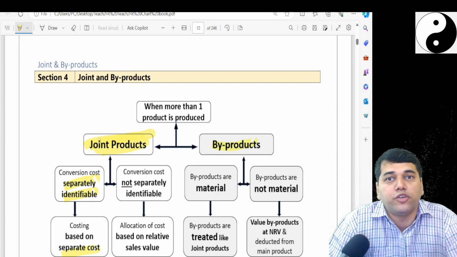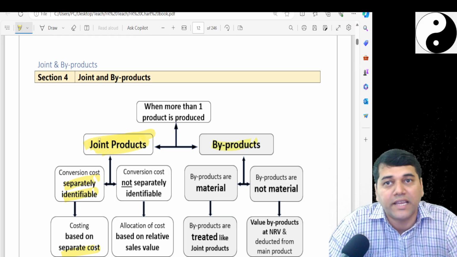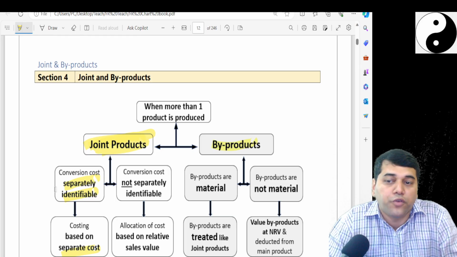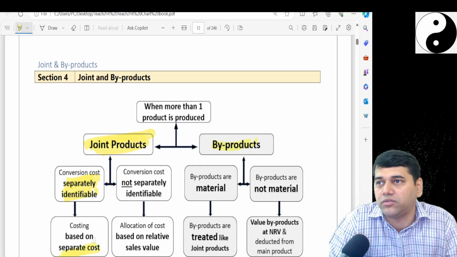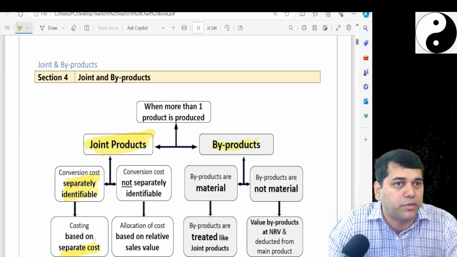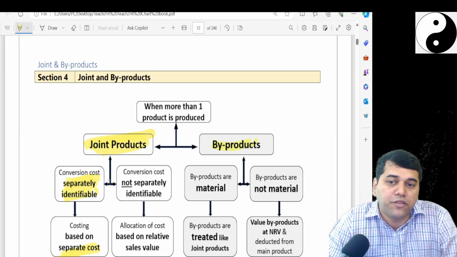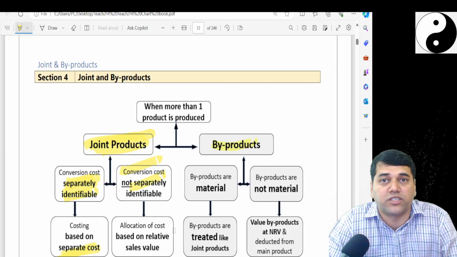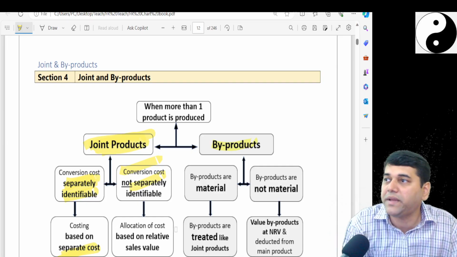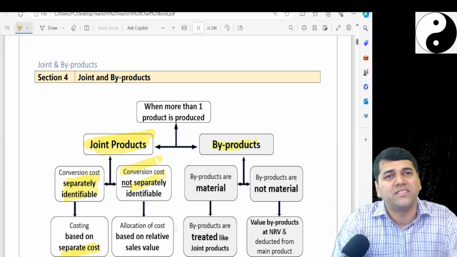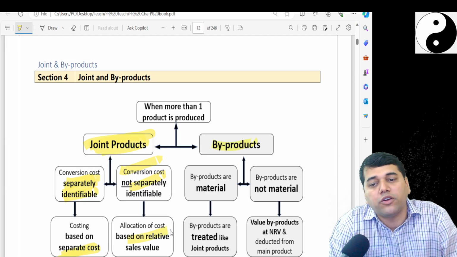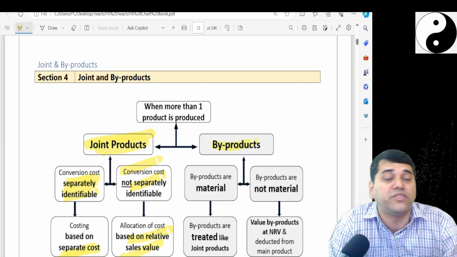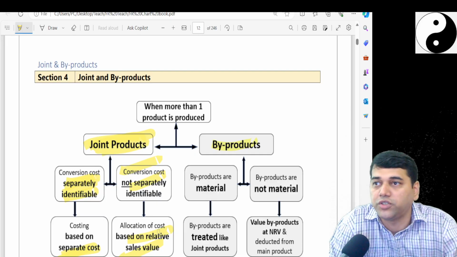But for costing, I need to do two separate things because both are lying in my stock. If you can identify them separately, you do separate accounting, well and good. If you cannot identify the conversion cost separately, because it can be the same person you are paying 10,000 rupees per month, and the same person is working on both sides, then you should allocate based on a reasonable relative sales value. You distribute it.